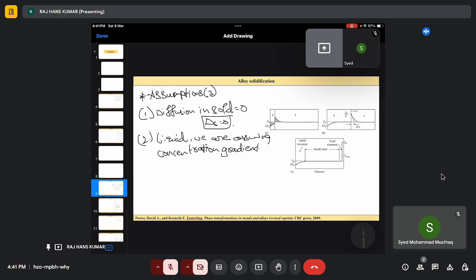So this is our second case. That means we are not allowing perfect mixing in the liquid. If there is no stirring or convection in the liquid phase, then the solute gets rejected. So that's right.